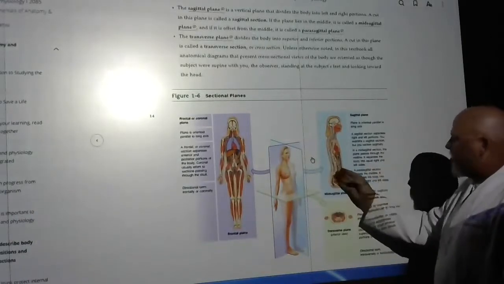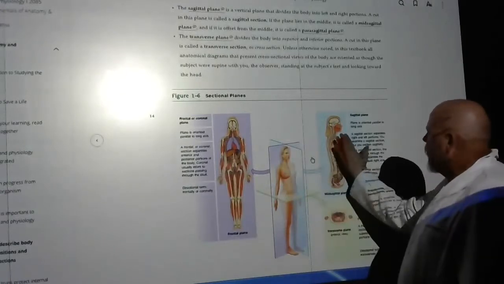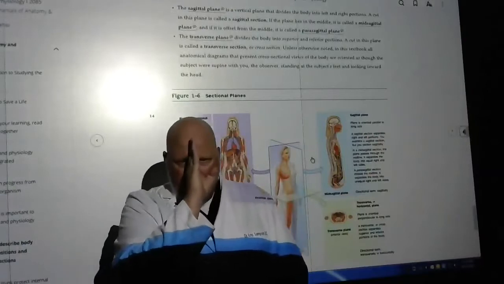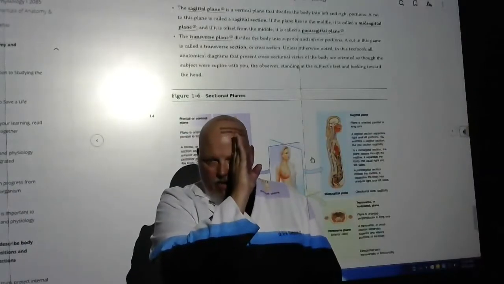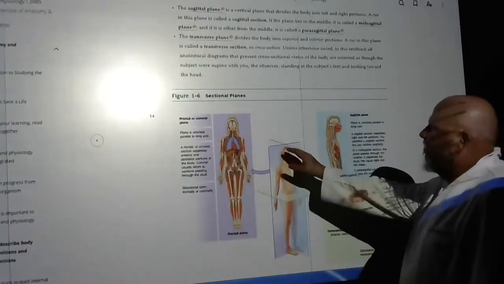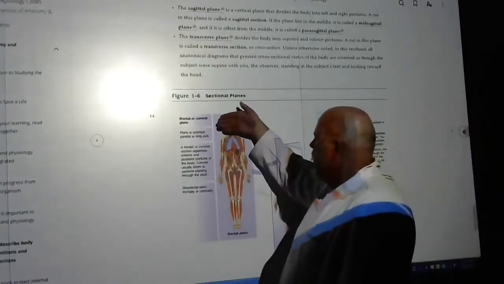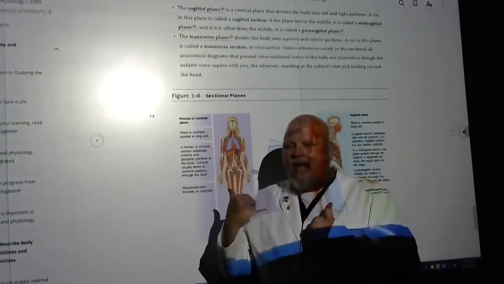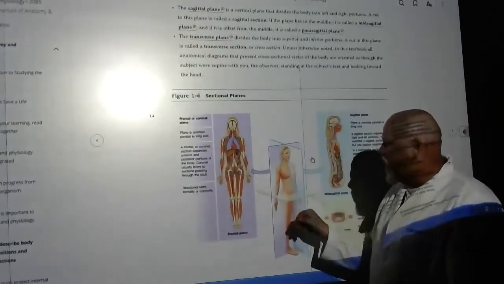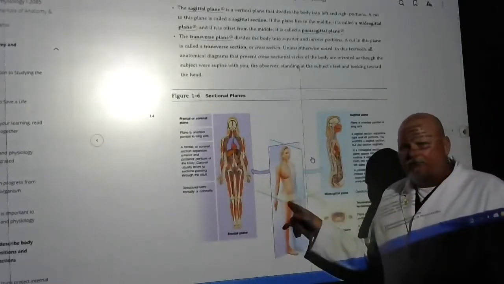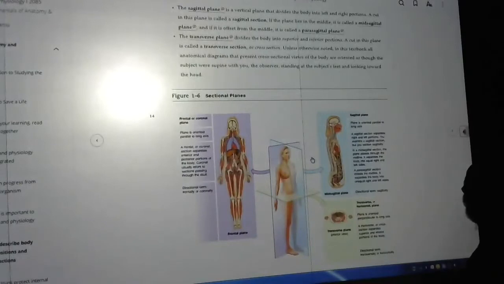Now, if it comes off of the midline, in other words, it's not right down the center, if we come off a little bit, it's called parasagittal. And this is a sagittal section, right? Then we have the frontal or coronal plane, which cuts you into equal parts from front to back, whereas the sagittal plane was parts from left to right. Okay, left to right.